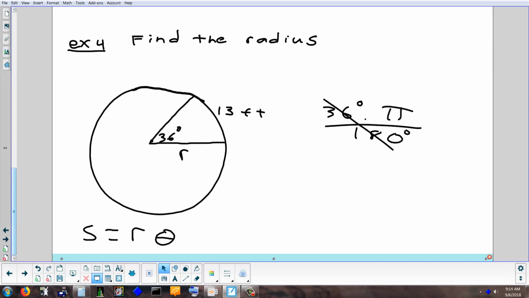And if you do that, 36 goes into 180 5 times. So you end up with pi over 5. That's not the answer to the problem, that's just converting degrees to radians. Any question on how I changed 36 degrees to pi over 5?